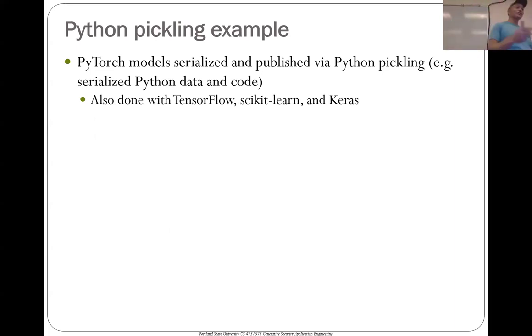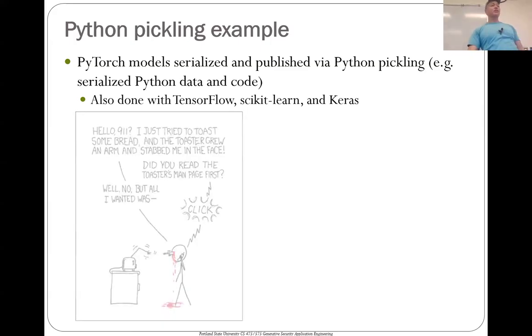And the poster child of this is Python, because most of the models use Python pickling to export the model into something that can be transferred from the developer over to the user and then basically unpickled. So this is done with Python serialization. So PyTorch will serialize its model and publish it using a pickle. And this is also done with other machine learning frameworks like TensorFlow and scikit-learn. So this is from the Web and Cloud Security class.